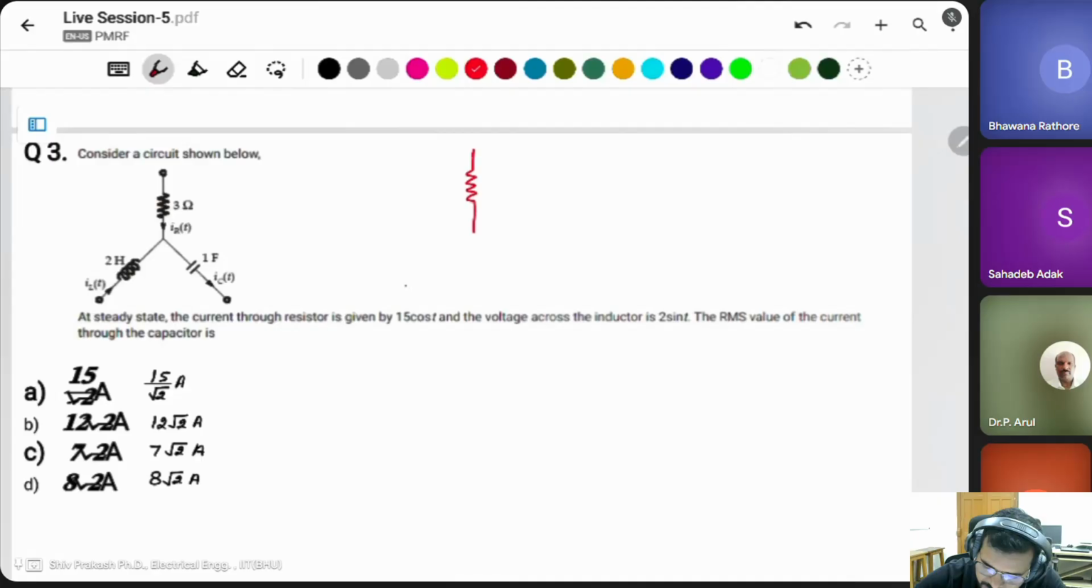Okay, the resistor, inductor, capacitor. Three things are there. Suppose the terminals are A, B, C. The current is IR here. This current is IL. The instantaneous current is given, and this current is IC.